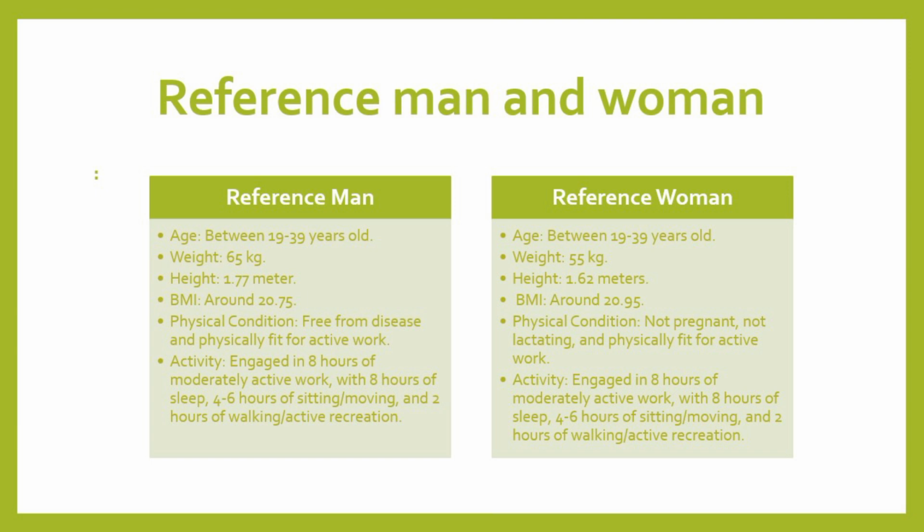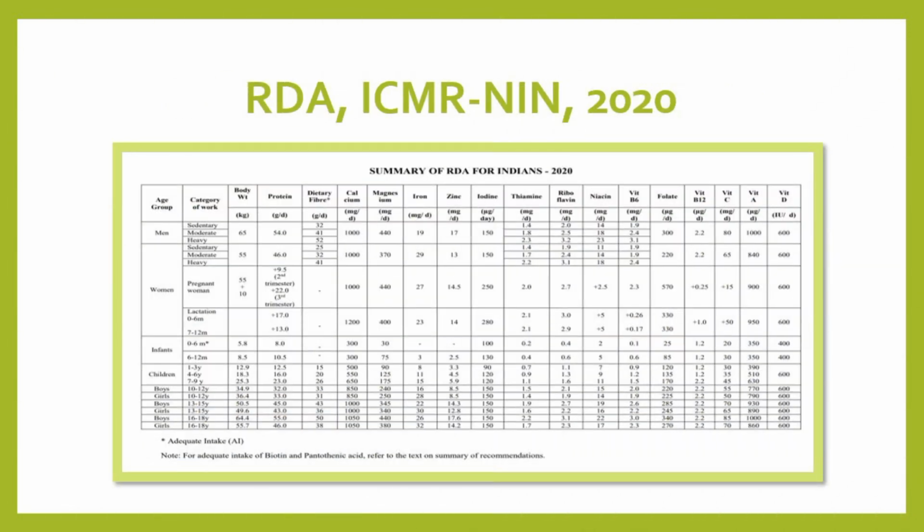Similarly, a woman 19 to 39 years old with a weight of 55 kg and height of 1.62 meter, which when calculated gives a BMI of 20.95, who is free from any physiological disease and engages herself in a similar level of physical activity on a daily basis, has been taken as a reference woman. This is the summary of RDA for Indians recommended by ICMR-NIN in 2020.